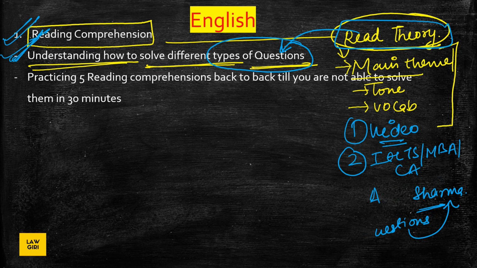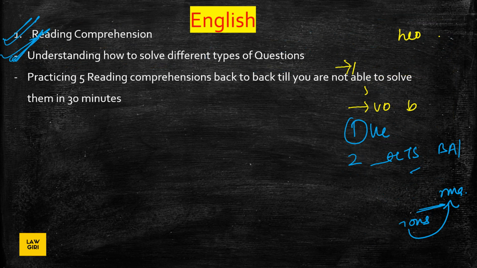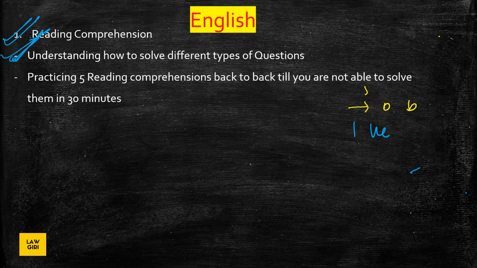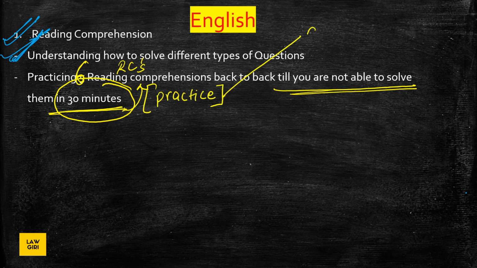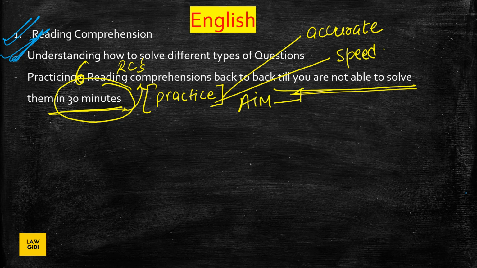Next is practicing six, not five, six RCs back to back. Six RCs back to back. We have to time ourselves. You have to put a clock when you sit down. You have to take six RCs and solve them. You have to try that by the time CLAT is there, you're able to solve these six RCs in 30 minutes. You will be able to attain this speed if you practice. So practice is very important. You need to be accurate and you need to have a good speed. This should be your aim. For English, this is what you need to do.